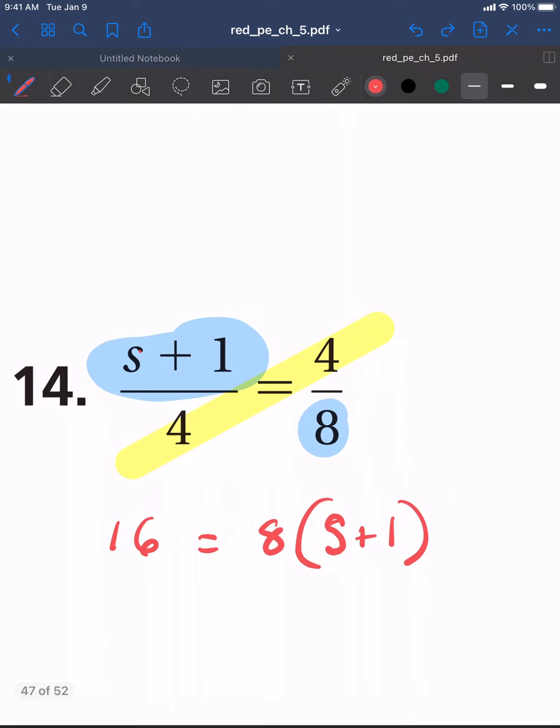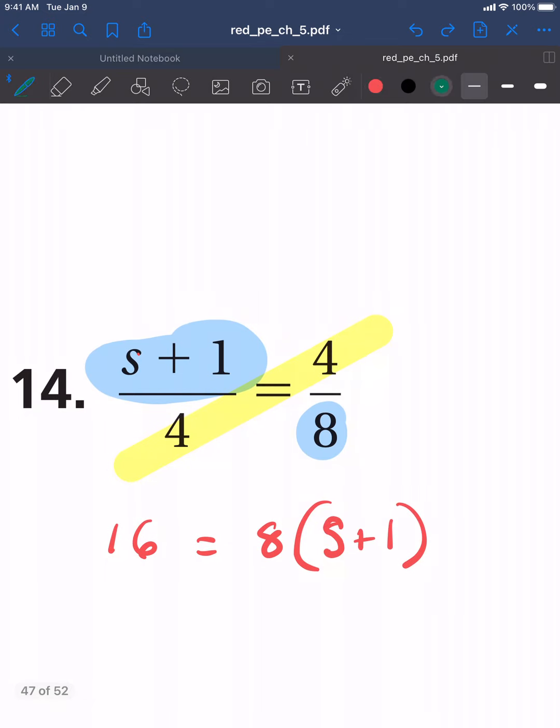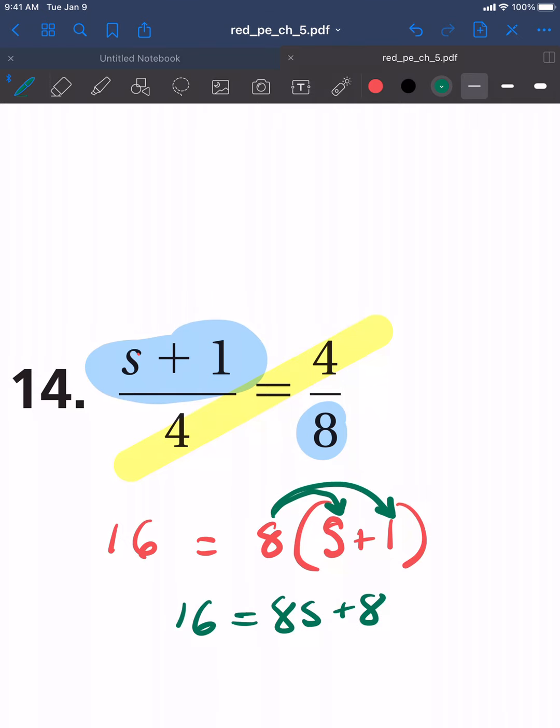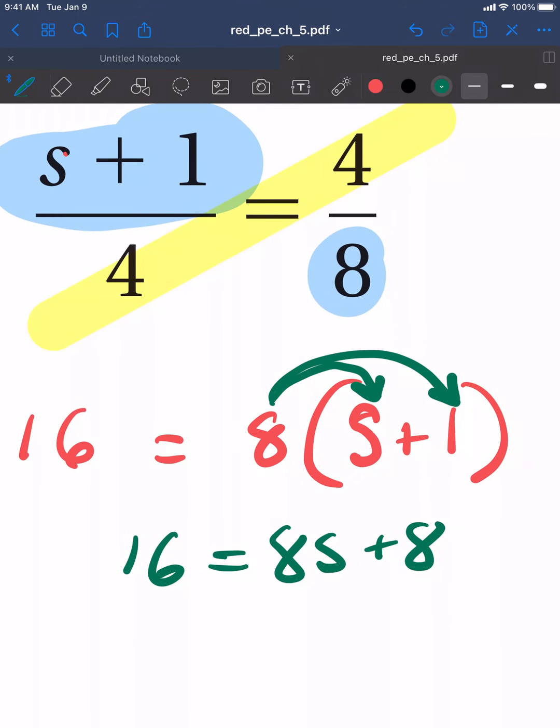Okay, so you guys are already getting going. You guys are doing distributive property, right? So what's 8 times s? 8s. 8 times 1? 8. I know it's getting low on here. I can't zoom in any further. I'm sorry. But how do I get s by itself? Divide by 8. Subtract 8.